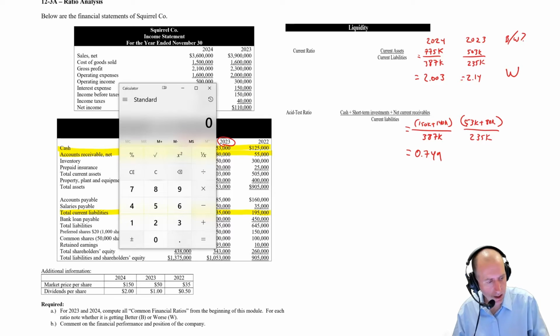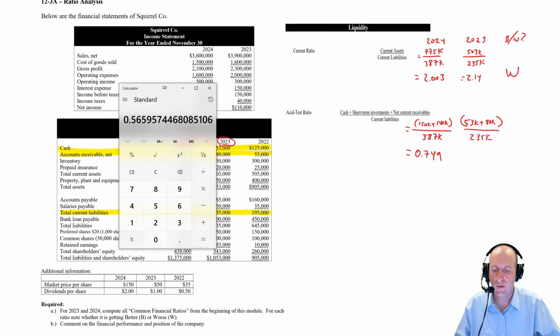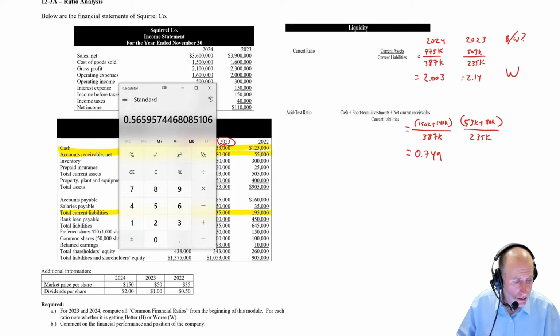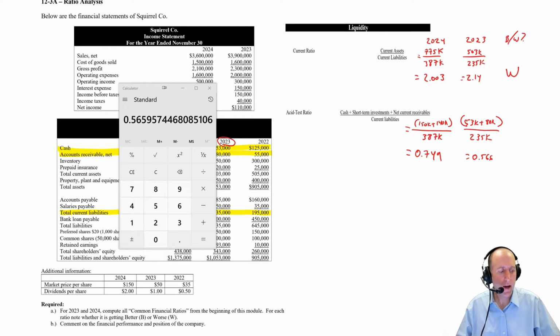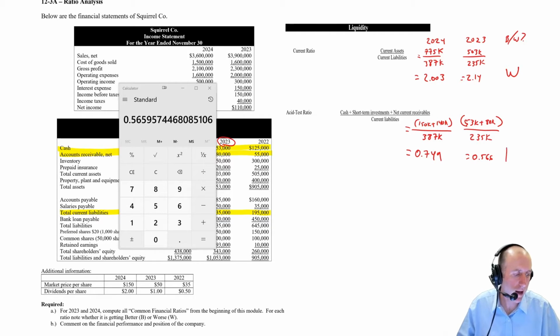We're getting a little risky here. 53 plus 80 divided by, sorry, I should hit equals there. 53 plus 80 equals, divided by 235. Last year we were at 0.566. Comparing the two, no question they're both below 0.9 to 1, that range we're looking for, but no question we are getting better, and actually significantly better.